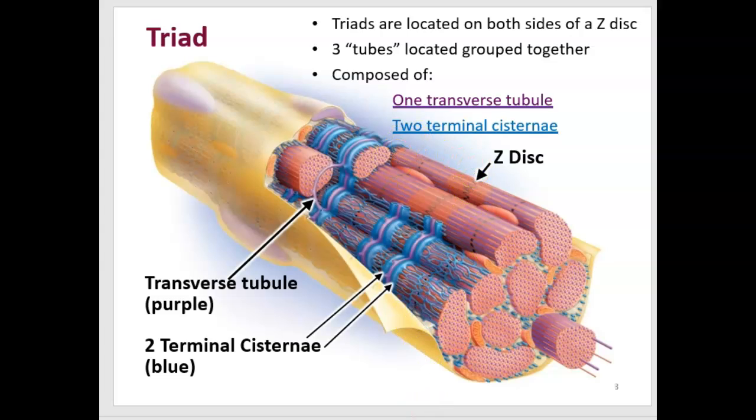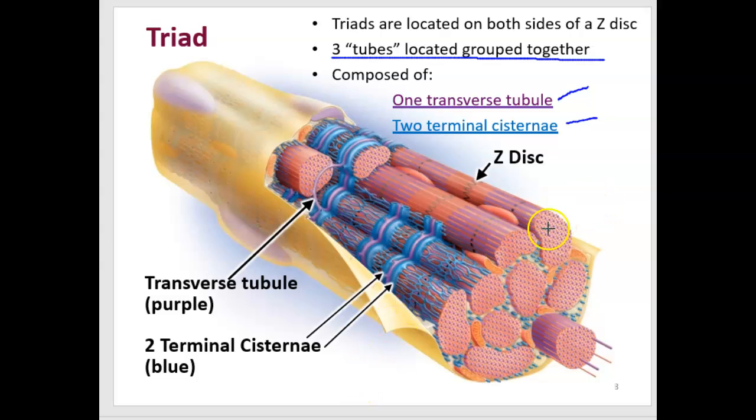Here I have a triad kind of defined and labeled. Triads consist of 3 tubes that are grouped together. That's one transverse tubule, which is purple in this picture and is part of the cell membrane, or extensions of the cell membrane, the phospholipid bilayer. And then also 2 terminal cisterna, which are kind of end points of a sarcoplasmic reticulum, kind of.